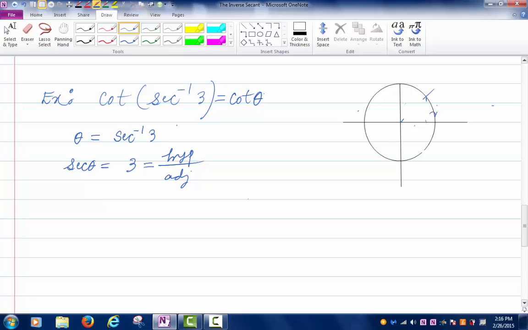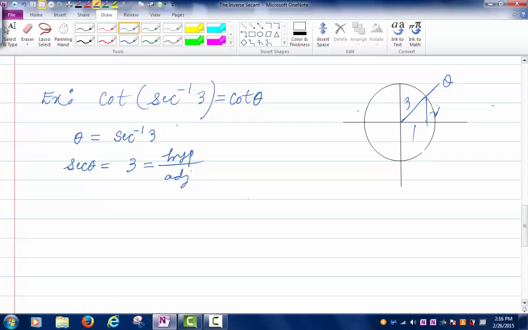Now notice that secant of theta is positive. By definition of secant inverse, theta is in the first quadrant or the third, but secant is positive, which means that it's in the first quadrant. So theta is here, and that's the reference triangle. What's the hypotenuse? 3. What is the adjacent? 1. So what is the opposite?